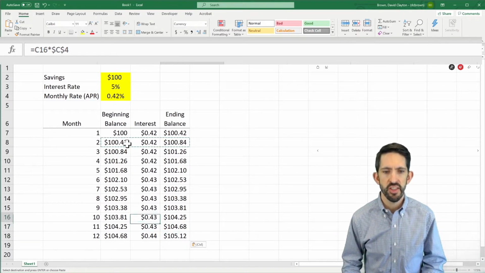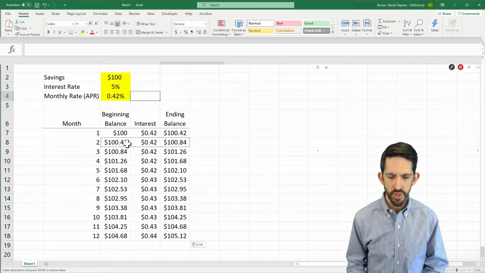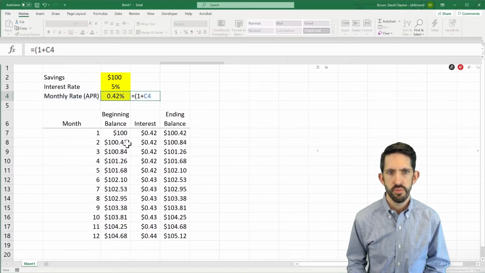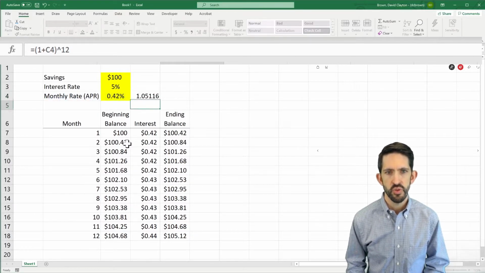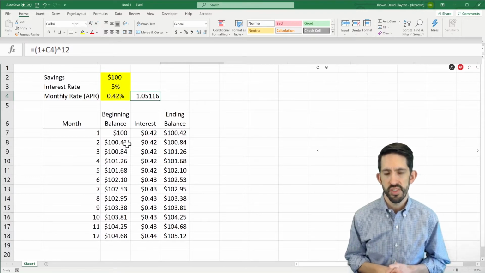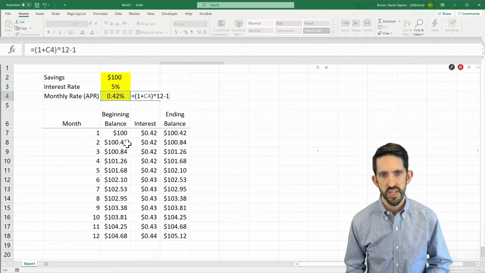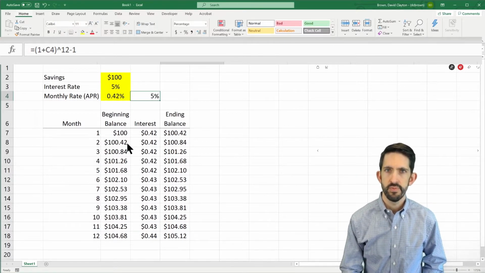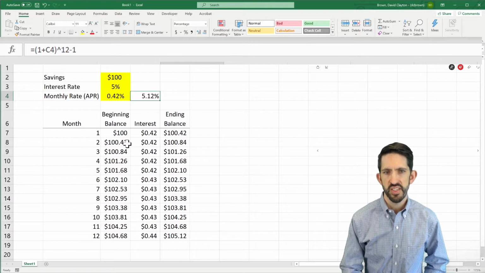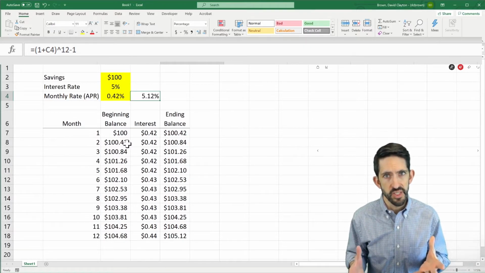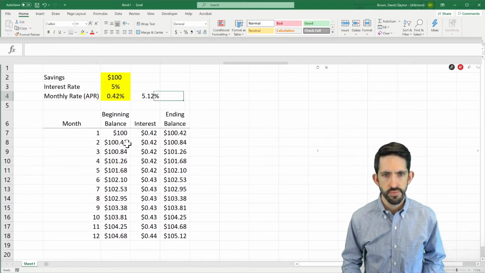And we can actually calculate that rate if we come to our monthly rate and take 1 plus the monthly rate, raised to the 12th, which shows us our annual rate of 5.116%. To get that in percentages, we can subtract off our 1, make it a percent, and format it so we can see that 5.12% is what we're earning effectively over the course of the year.